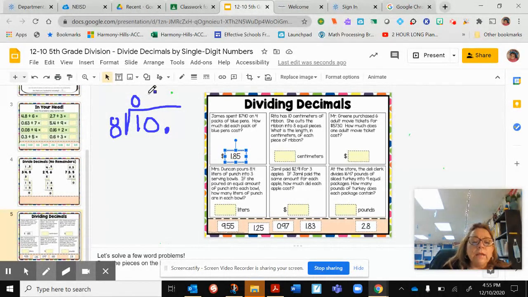But 8, I can have 1 go into each group. So 1 times 8 equals 8. Subtract that out. This is 2. Bring up my decimal because I know that my decimal is going to separate my ones and my tenths. Bring my decimal here. Add a 0.